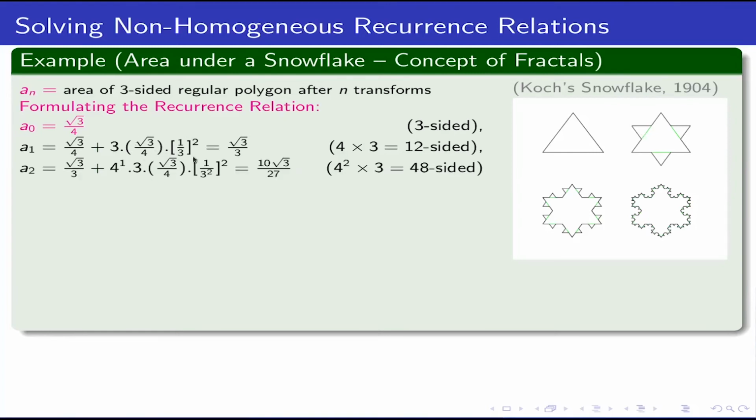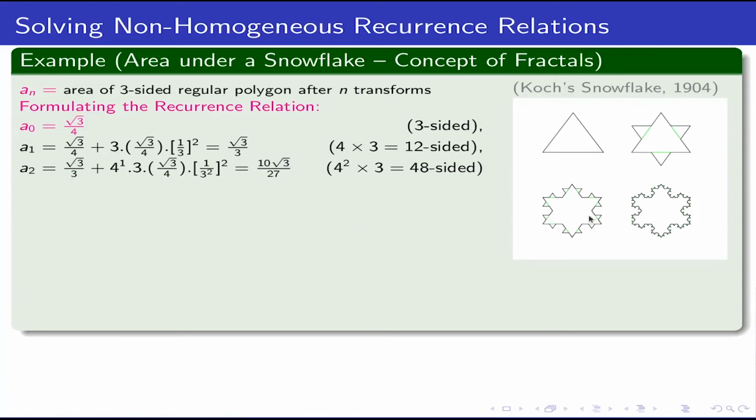Let us try to break it again. Come to this part. So now I have 4 into 3 sides, and each side will again add up. If I have a small triangle over each side, each side will again become 4 times the previous one. So 4 square into 3, a 48-sided polygon, will be this one.